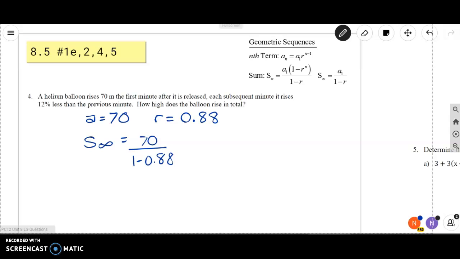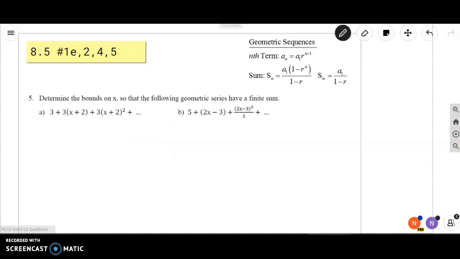And finally, let's take a look at number 5. Number 5 is a little different because we're actually trying to find the bounds on x. So what is the smallest or biggest value of x you could have, so that we have a geometric series with a finite sum. We want it to converge. Now we have an a value of 3, and we can see it's being multiplied by x plus 2 each time, so we have an r value of x plus 2.